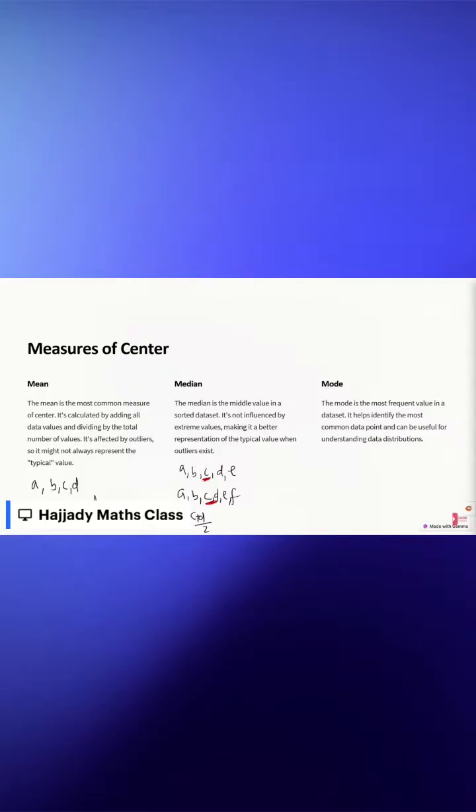And the last one is called the mode. Another name for mode is the most occurrence, the most frequent value in a data set. That is the mode. If you look at these three measures of center, the median is not affected by the extreme values.